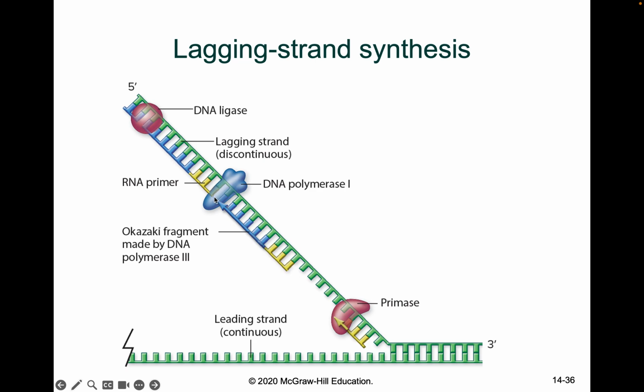This DNA polymerase here, as you can see, is removing these RNA primers and adding nucleotides. So when it adds nucleotides, it's going to convert this yellow to blue, and then this blue is going to be connected to this blue by DNA ligase. And you can see here, primase is just adding more primers. The more you open this, the more RNA primers you need to add, and that's what primase is doing. And this blue is being done by DNA polymerase 3.